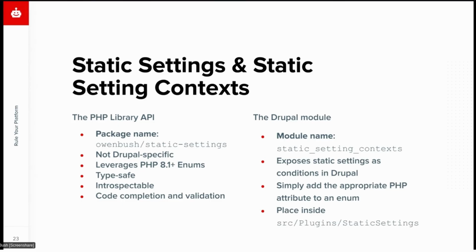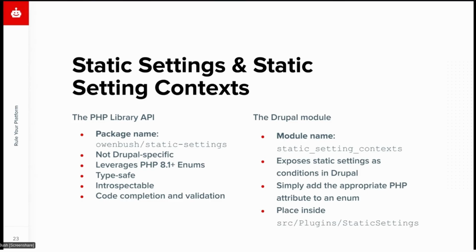It gives us a way of setting values in such a way that they're type safe, so you can't set something to be an integer when it should be a string. And you can introspect them, which means you can evaluate what the values of those settings could be, and you can build forms from them, which is important for the other module. It also works with code completion and validation in your IDE. So if you try to set a static setting with a value that is not valid, you'll get a red squiggly underline in your IDE, and you already automatically know you've done something wrong.